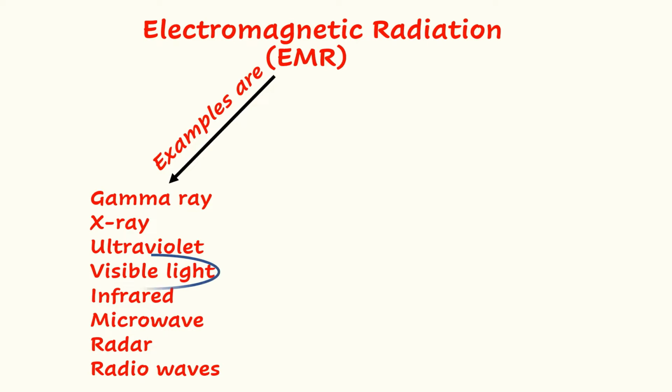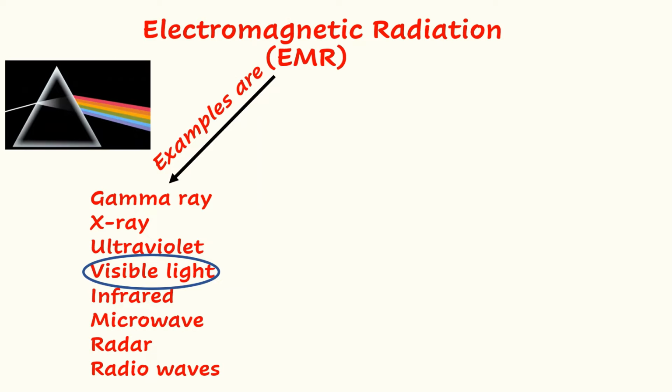Visible light is the type that we're most familiar with because that's what our eyes evolved to detect. And it's the only EMR we can see without special equipment. Visible light is comprised of all the colors of the rainbow: red, orange, yellow, green, blue, and violet.